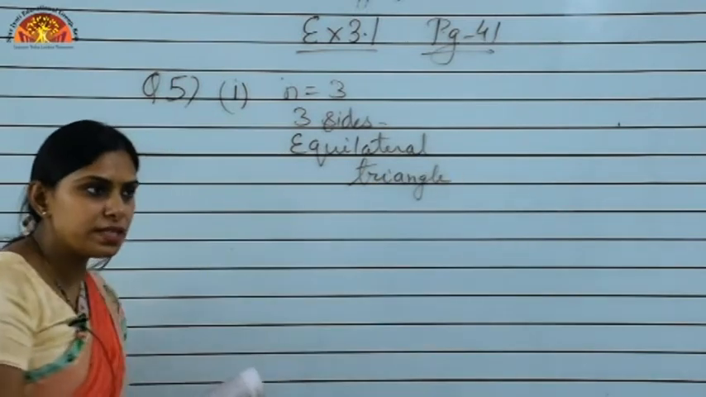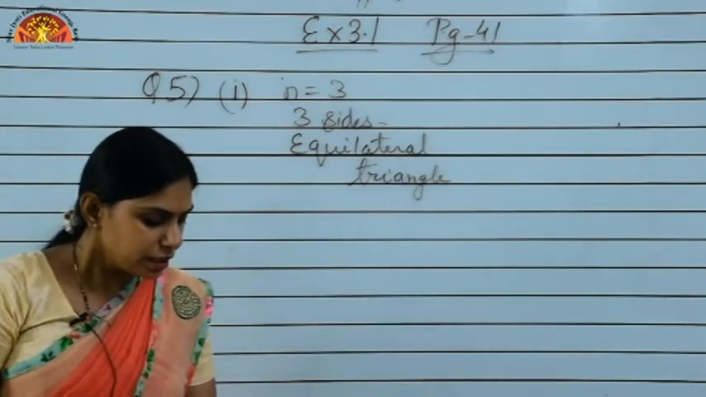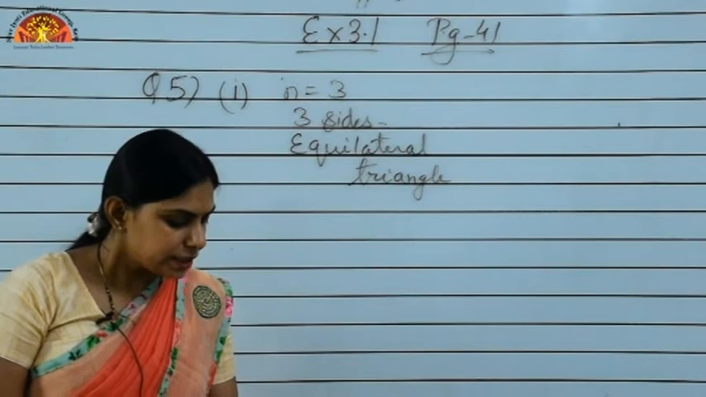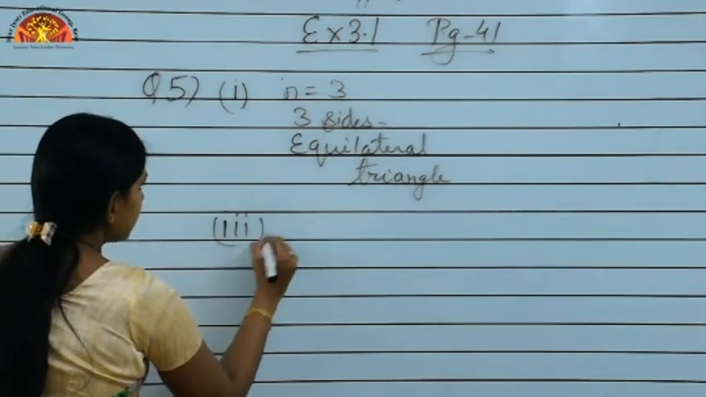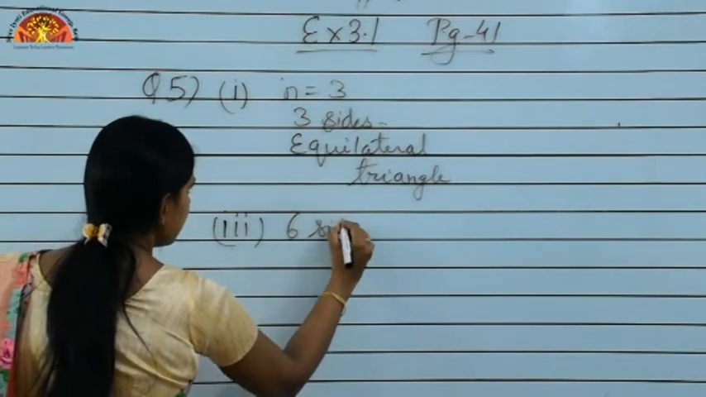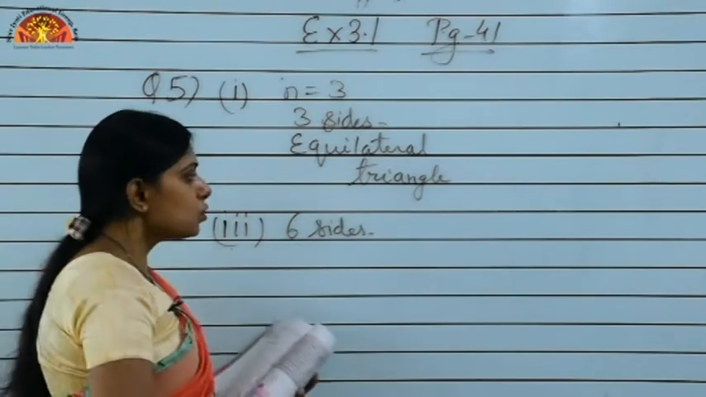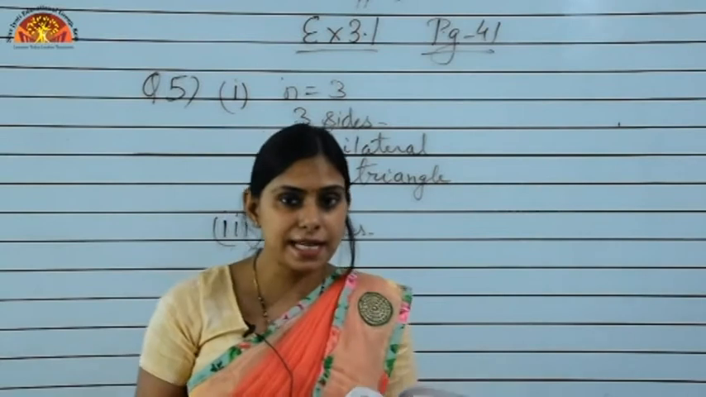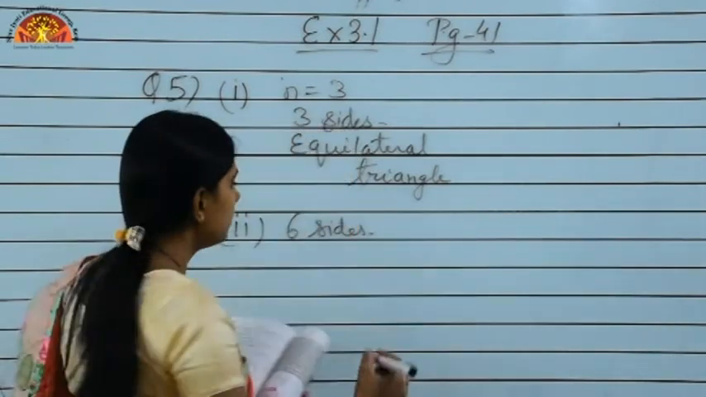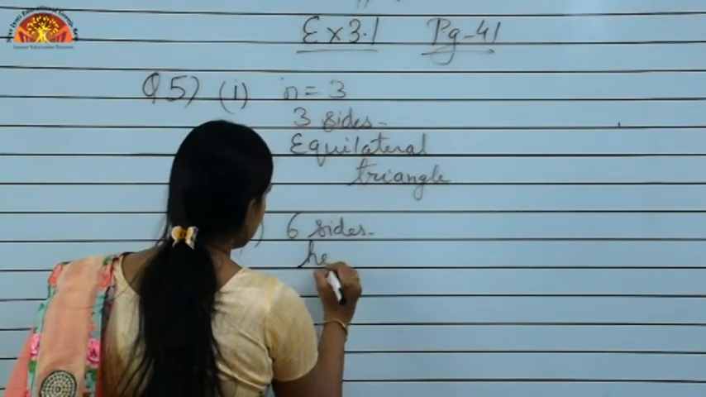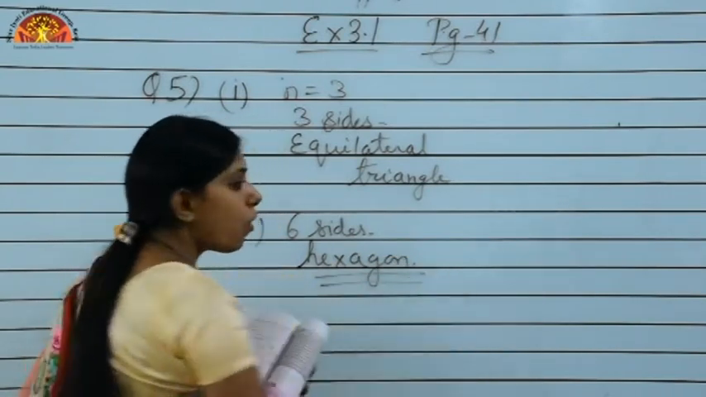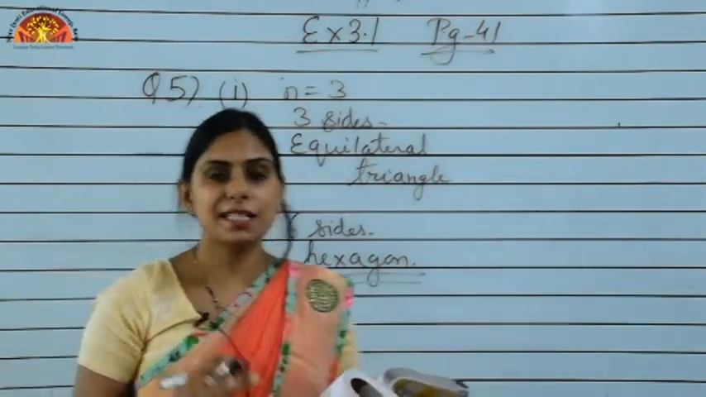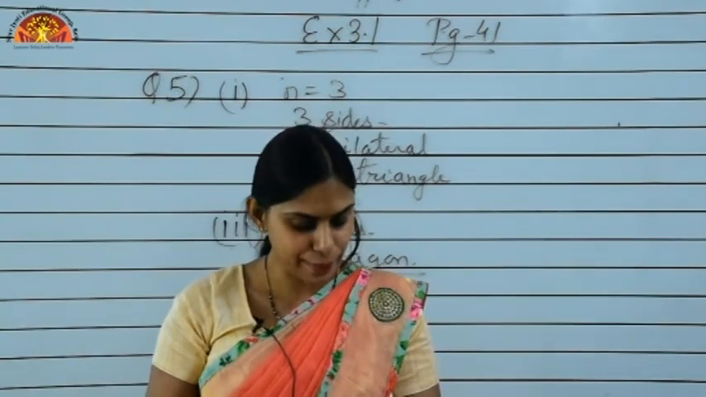Is it clear students? I hope you are getting. Now just see the next one. Just see the third part over here. That is 6 sides. So which is the polygon having 6 sides? It is a hexagon. So your answer is hexagon, in which all the 6 angles and 6 sides are of equal measurement.